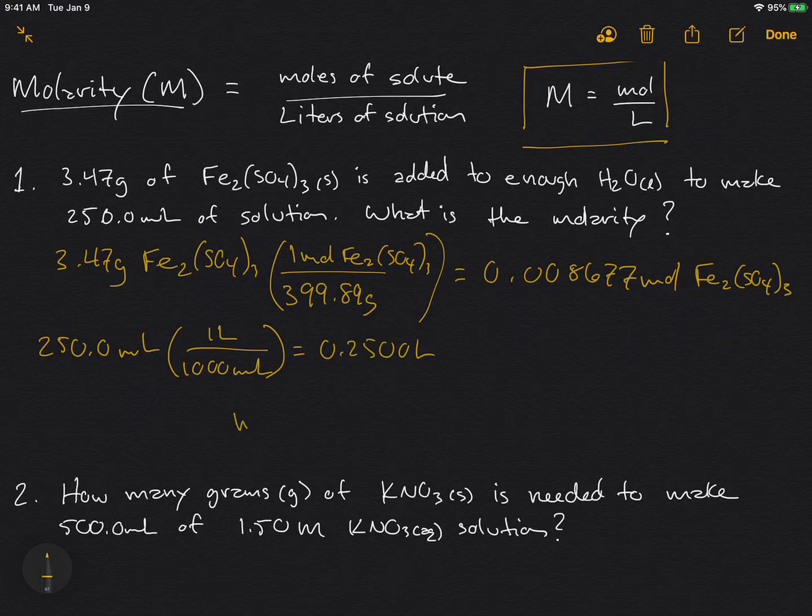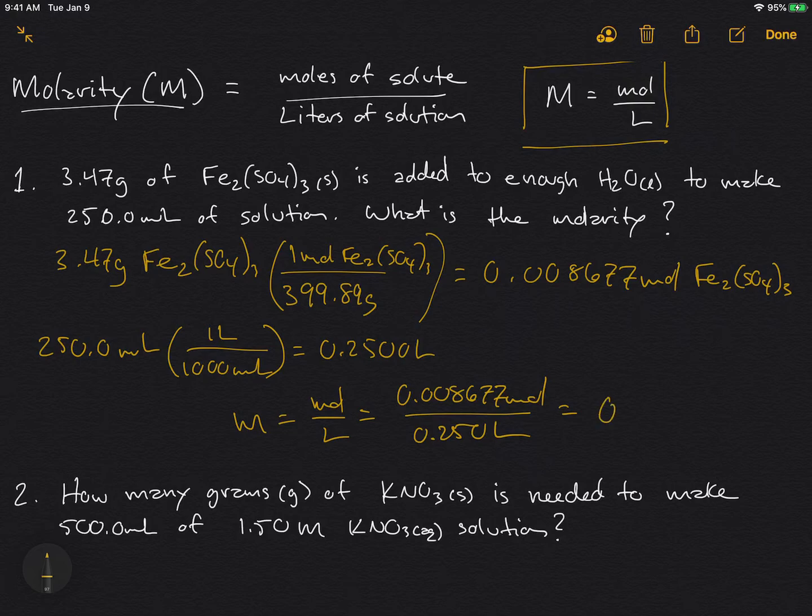So the molarity is moles divided by liters. So we've got our number of moles of solute. Let's divide by 0.25 liters. And this solution has a molarity of 0.035 molar in iron(III) sulfate. And that's how we would say this. We would say that we have a 0.035 molar aqueous solution of iron(III) sulfate.